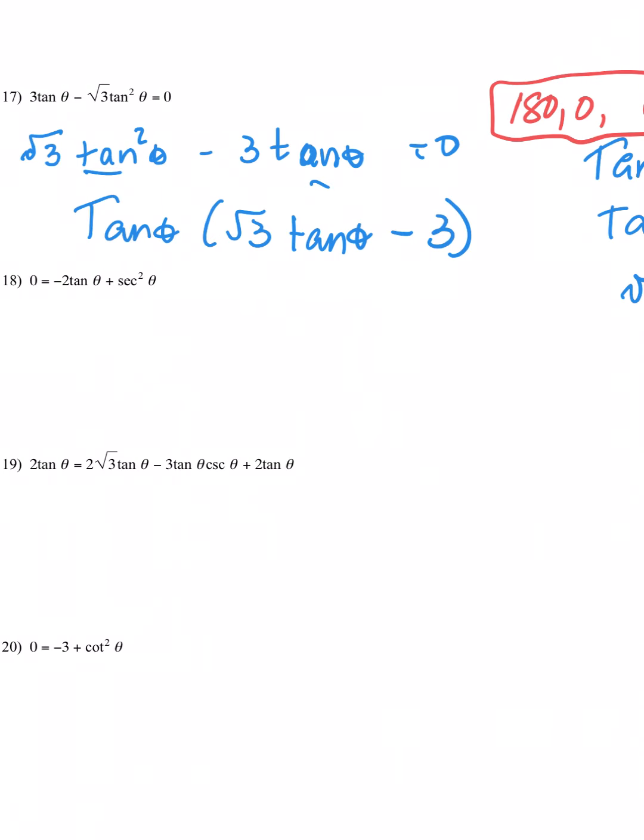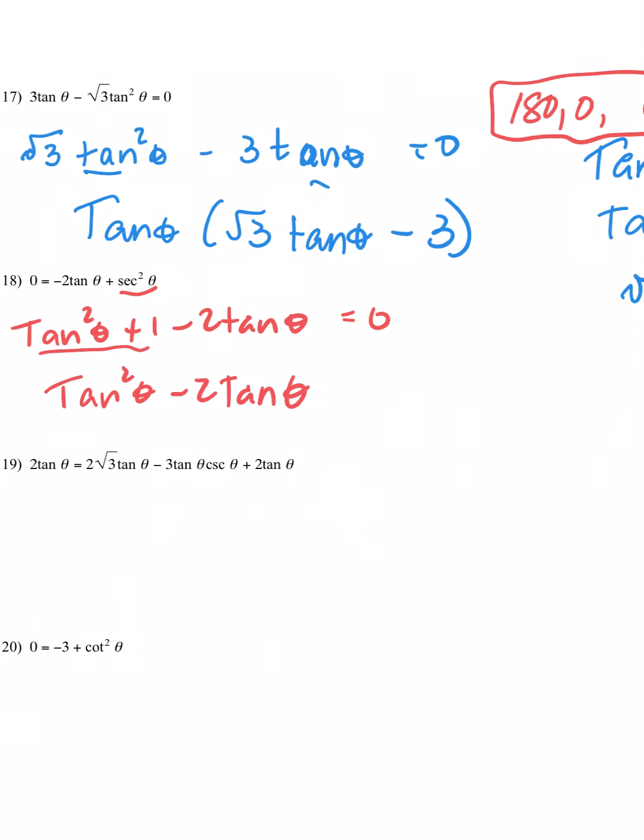So I don't like tans and secants in the same ones on these because then it's harder to do, but I see that secant squared is tan squared plus 1 minus 2 tan of theta equals 0. So I just changed that to this, and I put them in order. Tan squared of theta minus 2 tan of theta plus 1 equals 0. And then you factor. That would be tan of theta and tan of theta, and then minus 1 and minus 1. So here you would have tan of theta equals 1, which is 45 degrees and 225.